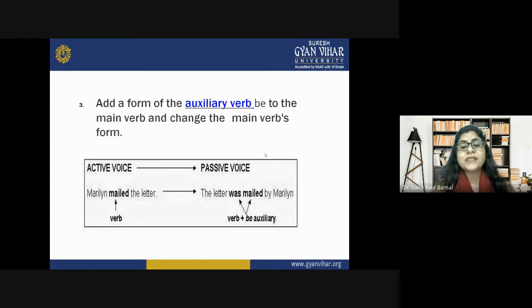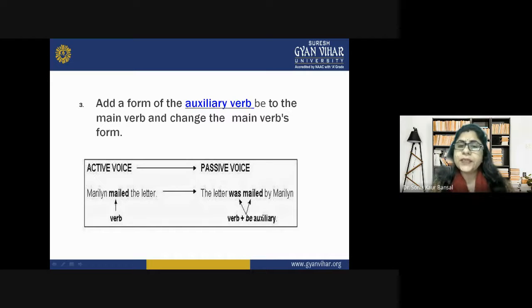So we have already seen two rules. The letter, which was the direct object in the active voice sentence, we have converted into the subject in passive voice. And then by Merlin, the prepositional phrase, we have used by plus the subject of the active voice. Okay, so the letter was mailed by Merlin. Now you are using verb plus be auxiliary.